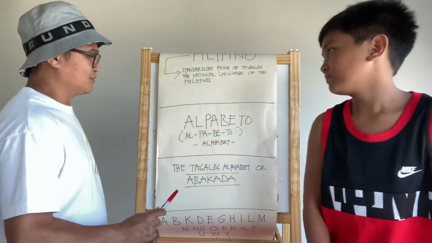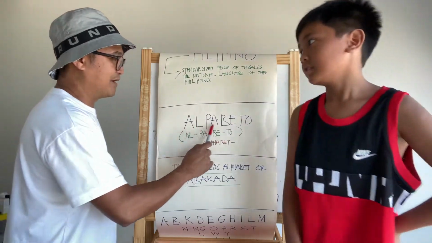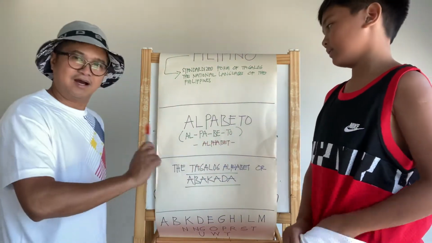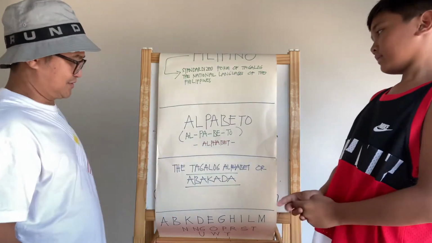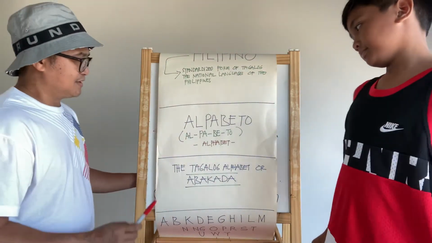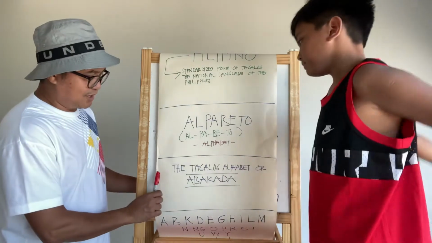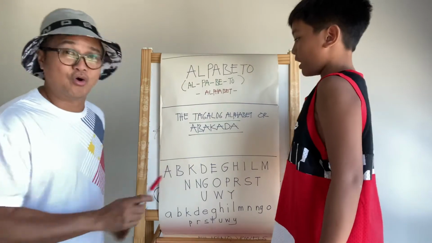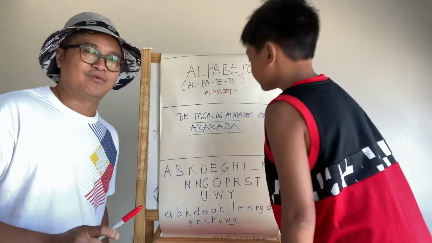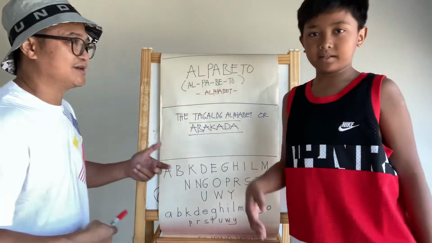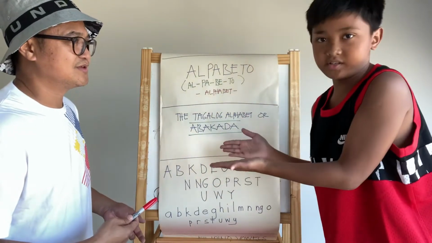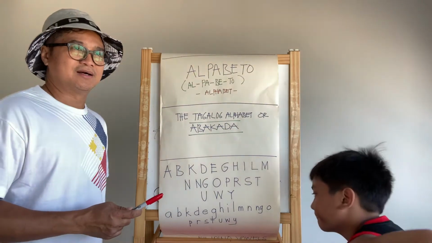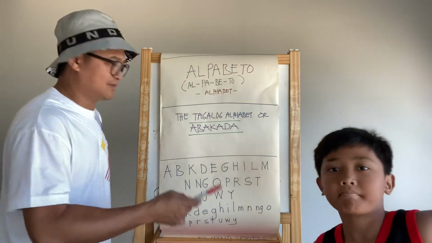Alphabet in Tagalog is alpabeto. Alfabeto. Alphabet, that is an alphabet. Okay? So, we're going straight to our Tagalog alphabet. Or simply, it's like ABC, but the Filipino version. Filipinos all usually know it if we say abacada.